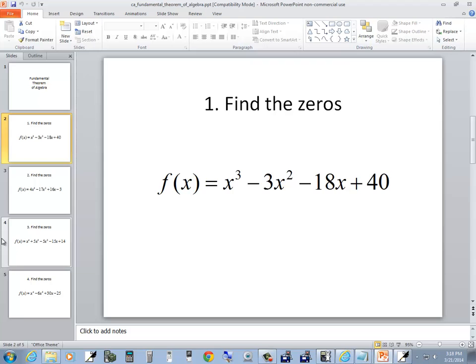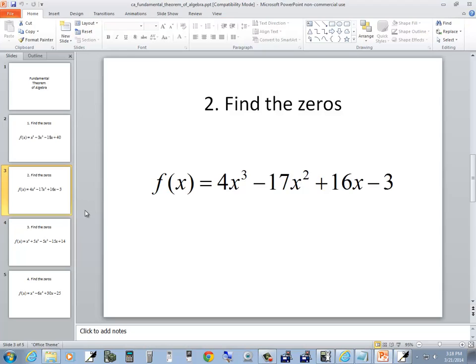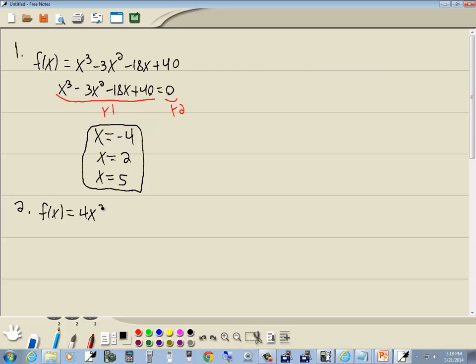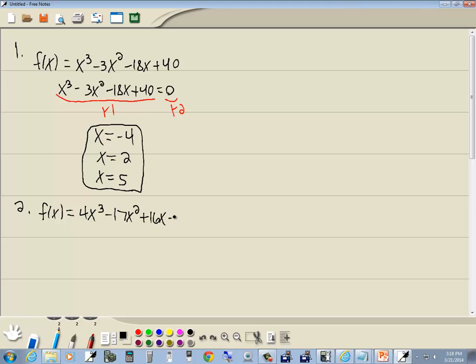Okay, let's look at our second example. We've got f of x is equal to 4x to the third minus 17x squared plus 16x minus 3. Now, we want to find the zeros again, so we set it equal to 0. So we've got 4x to the third minus 17x squared plus 16x minus 3 equal to 0. And we're going to put our polynomial on y1. So put this on y1, and we'll put 0 on y2.